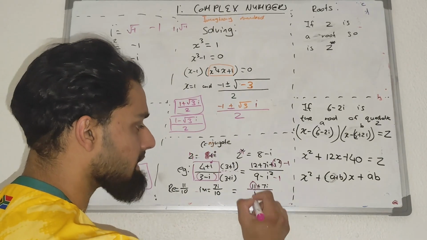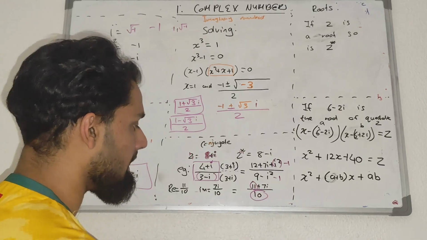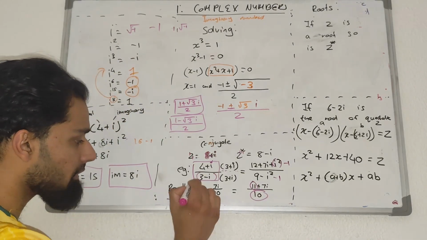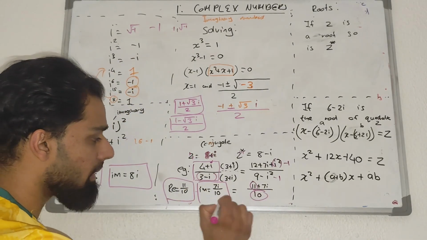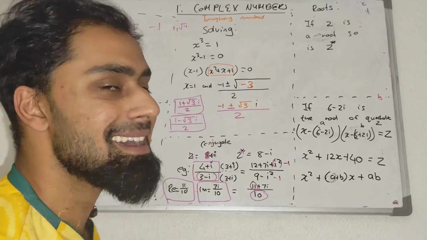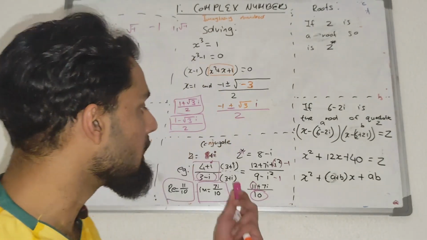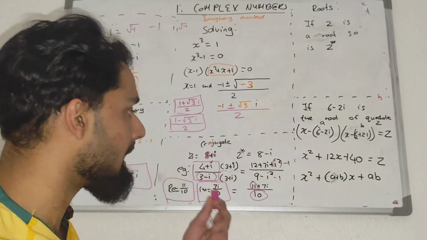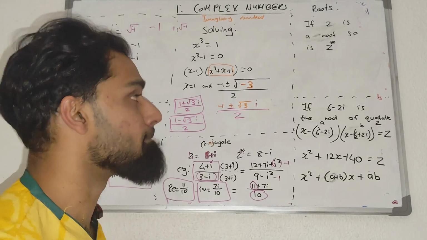9 minus minus 1 is going to give me 10 down here. Separate the answer into the real part of 11 over 10. We got our imaginary part is 7i over 10. That is how we use the conjugate to help us simplify these expressions over here.